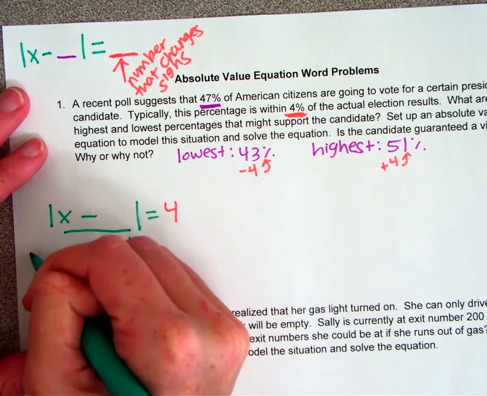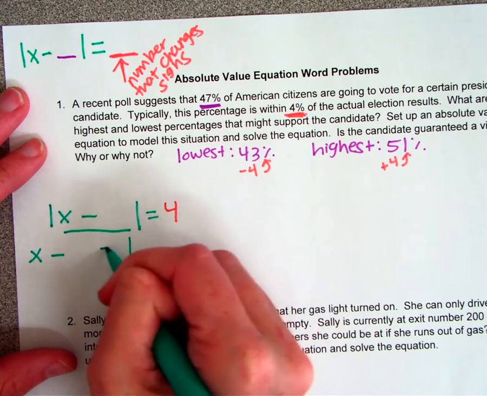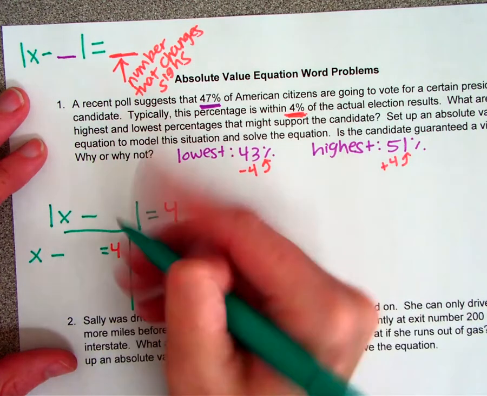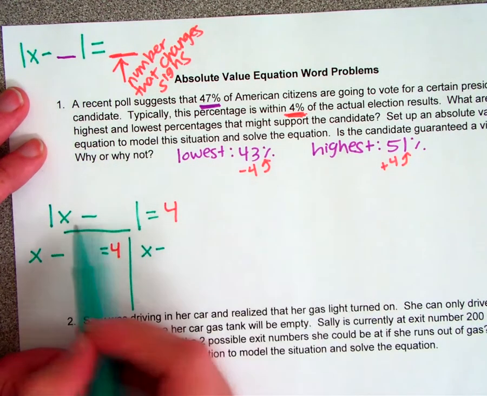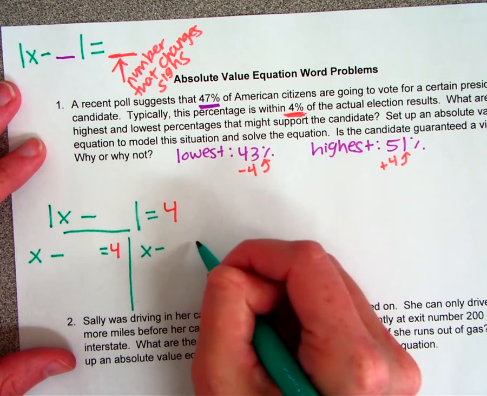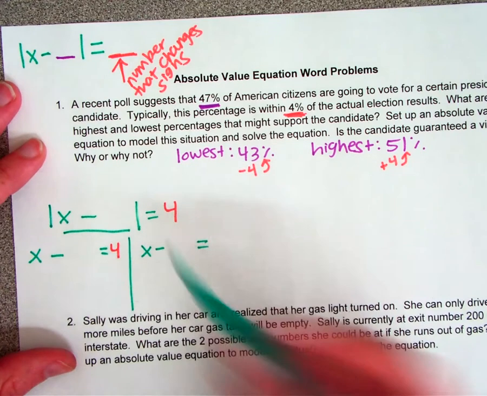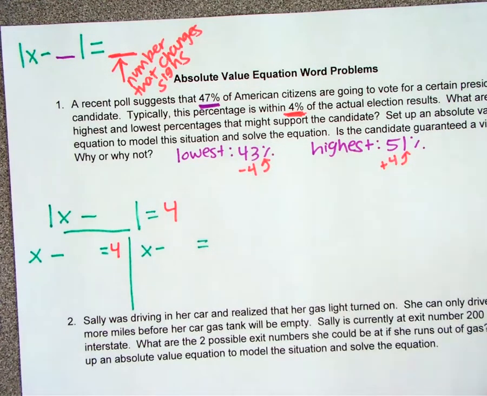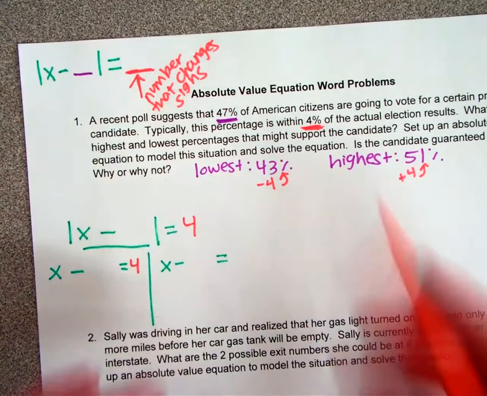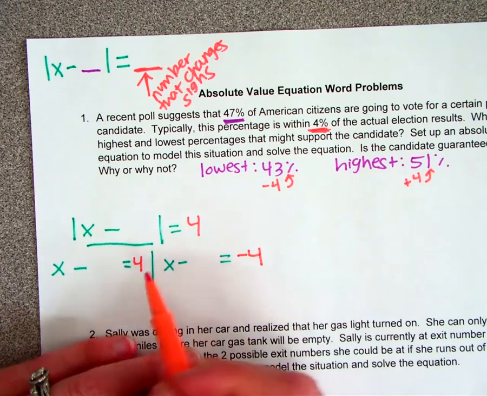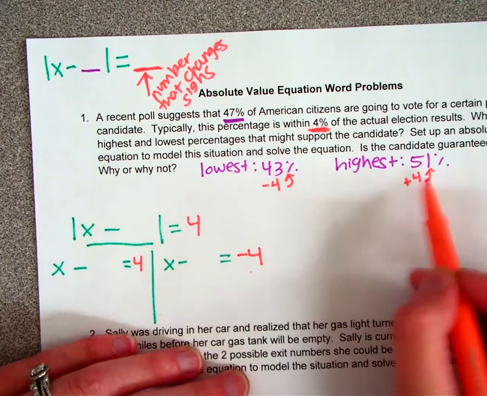So we know it's going to be x minus something equals 4. And we know it's going to be x minus something, because remember, this part repeats 2 times. X minus something equals, on this side, what happens to the positive 4? It does transform into a negative 4. Okay. So that makes sense because one time we subtracted 4 and one time we added 4.